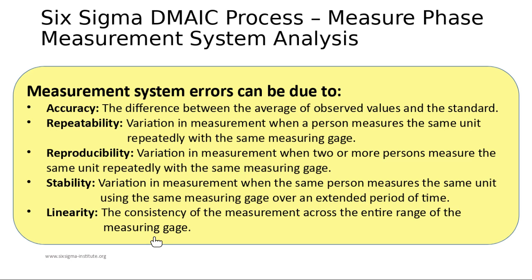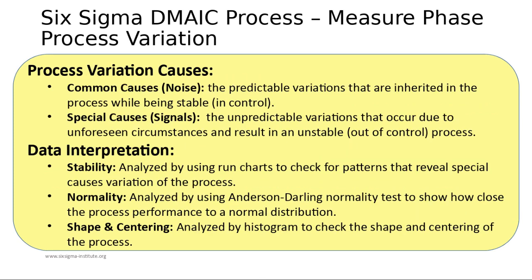So when you gather data in the process and you find a variation, the cause of the variation comes from one of those five types: accuracy, repeatability, reproducibility, stability, or linearity. Those are the causes of the variation in the measure phase, so you have to pay attention to them.